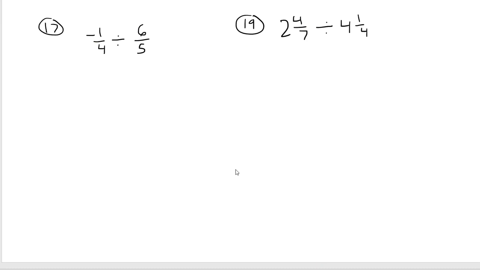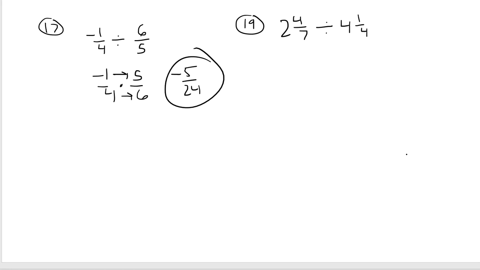Okay, and then the last two are dividing fractions. Dividing fractions is pretty much the same as multiplying fractions, except that when you divide fractions, you first have to flip the second fraction. Okay, so negative 1 over 4 divided by 6 over 5 becomes negative 1 over 4 times 5 over 6. And now we just do top times top over bottom times bottom. Voila, that's our answer.